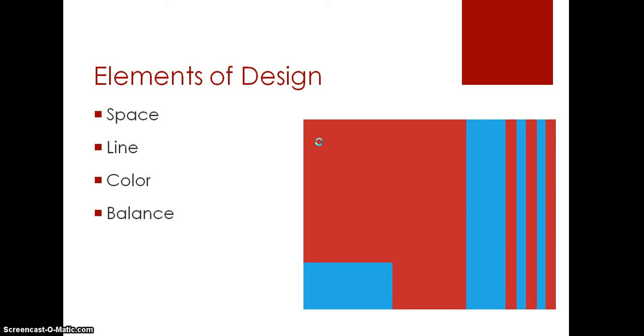The third element we have is color. Color is the hue of the artwork, as you can see the red and the blue rectangles and squares. And the fourth element we have is balance. Now, balance can either be symmetrical or asymmetrical, and it allows a work to be visually pleasing.